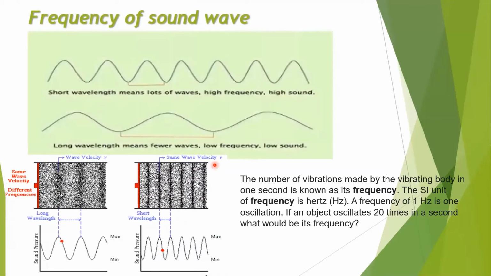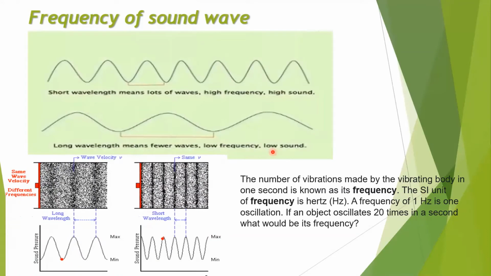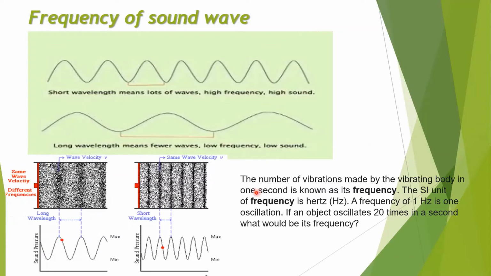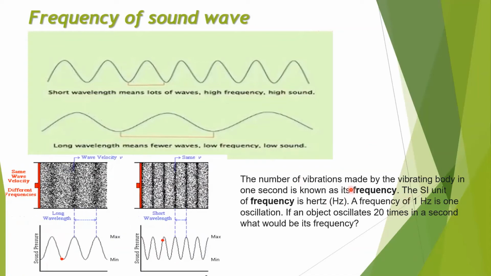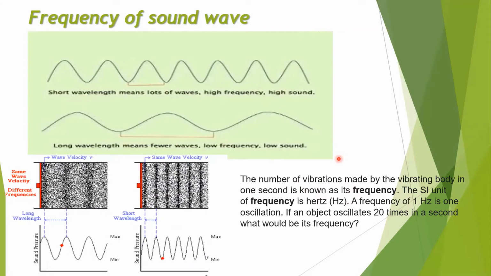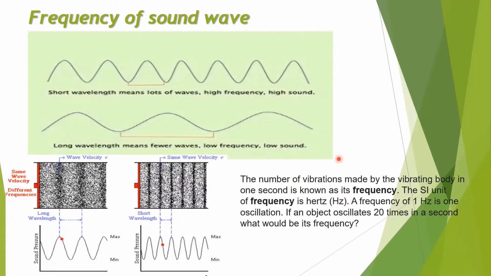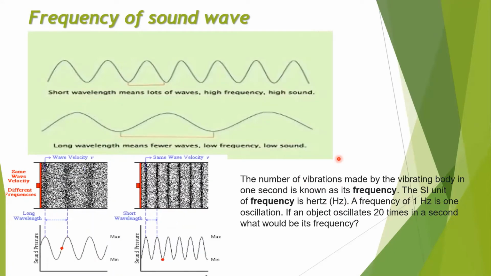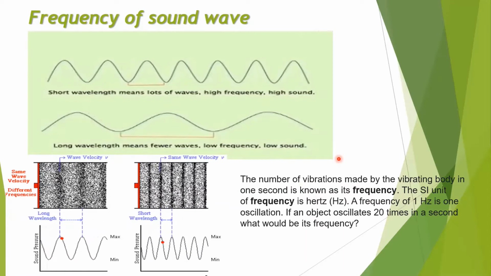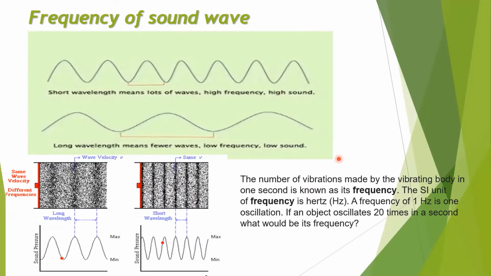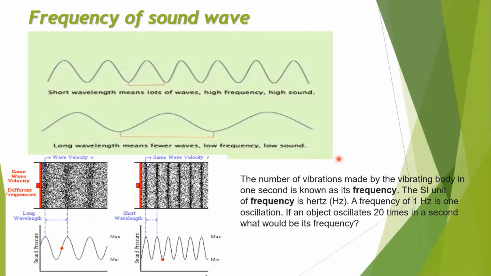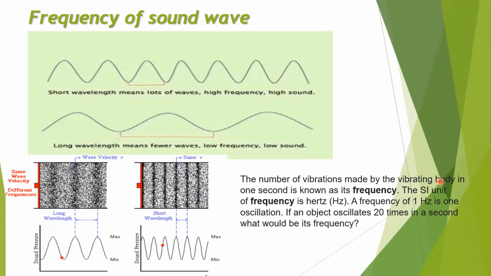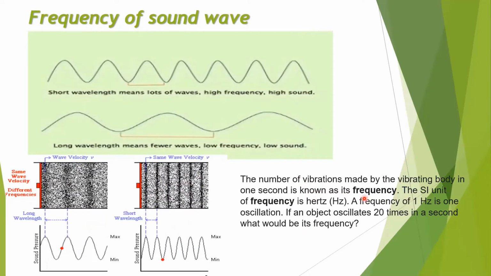Frequency of sound wave. What is frequency, you people would be thinking? The number of vibrations made by the vibrating body in 1 second is known as its frequency. Let us take an example here. First, I will repeat it again. Vibration means the to and fro motion of an object. Let us take an example, which is drum. When we hit the stick on the drum, it vibrates. And the vibrating body here in this example is the drum. So the number of vibrations made by the vibrating body in 1 second is known as its frequency.